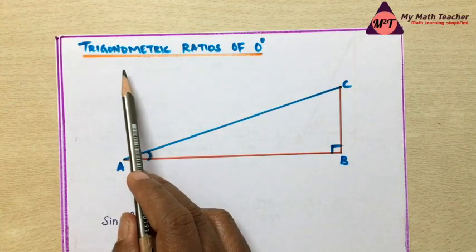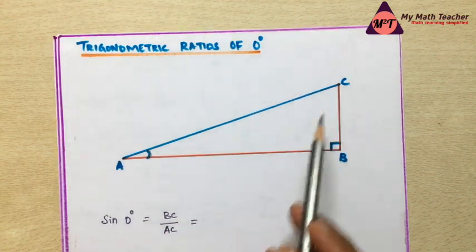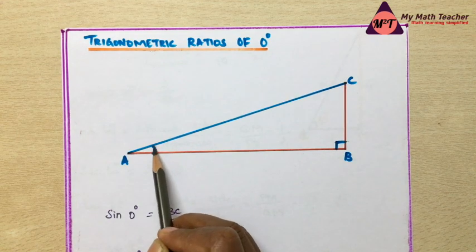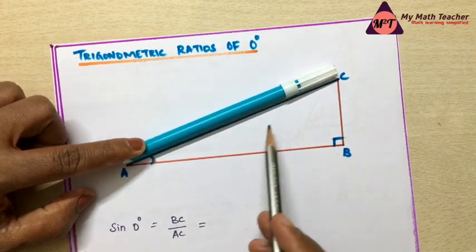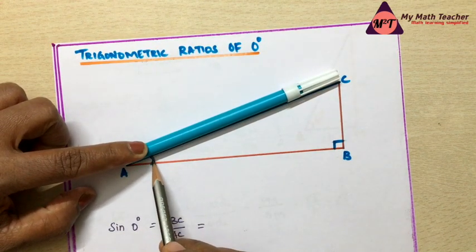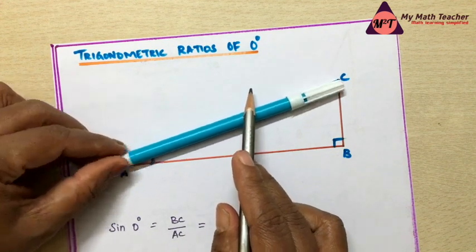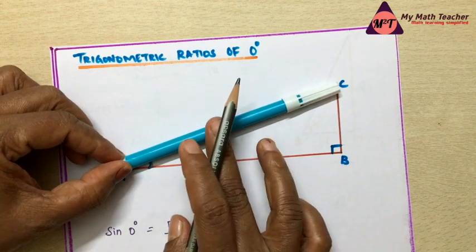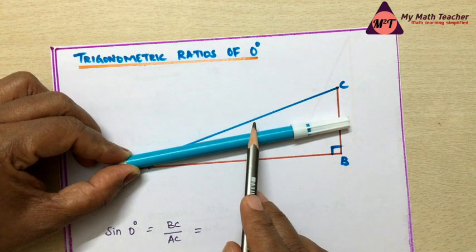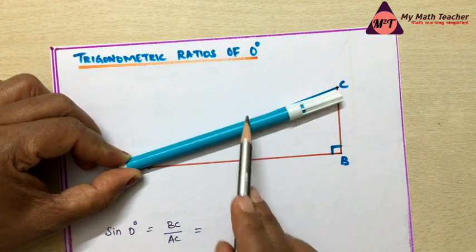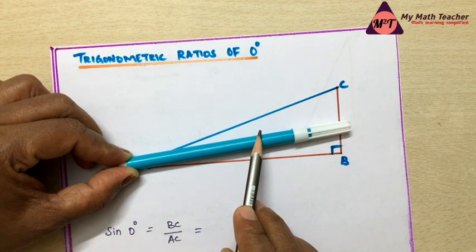Now let us see the trigonometric ratios of 0 degrees. Consider this right triangle ABC. You can see the angle is at A. Now I am keeping this pen so that it exactly matches with the hypotenuse. Now you can see there is a small acute angle. Now I am bringing this pen, keeping the position at A the same, just bringing it towards the point B. So slowly this hypotenuse comes towards B.